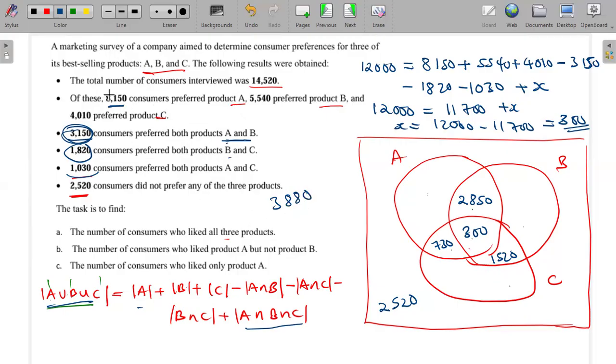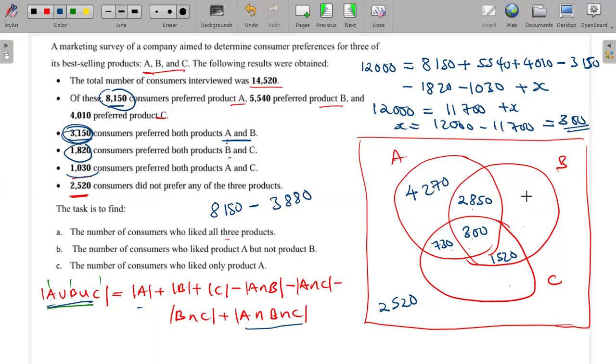Then, I know that those that like product A are at 8,150. So when I subtract, this gives me those that only like product A and not any other product. So I say 8,150 minus the 3,880. This is going to give me 4,270. So this is just like product A only.